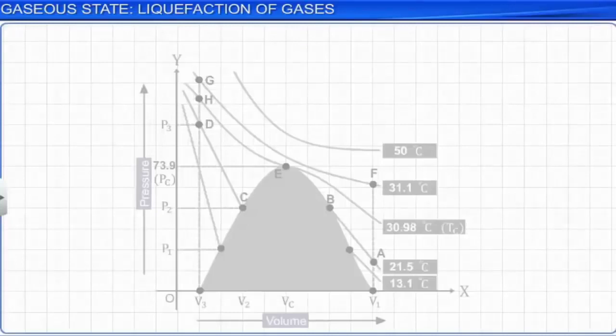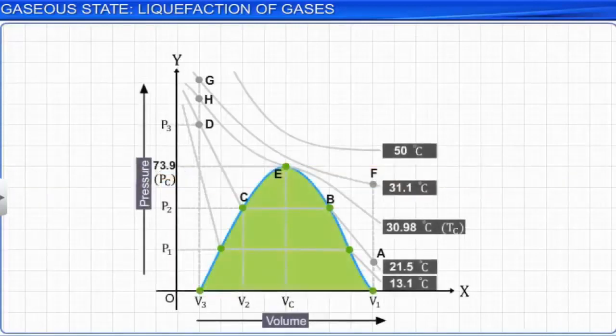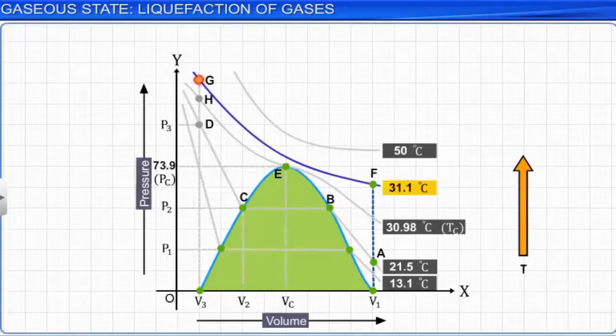Note that it is possible to change a gas into a liquid or a liquid into a gas, such that there is always a single state present by altering the conditions of temperature and pressure. For example, in the graph, we can move from point A to point F vertically by increasing the temperature. Point G can be reached by compressing the gas at constant temperature along the 31.1 degrees Celsius isotherm.